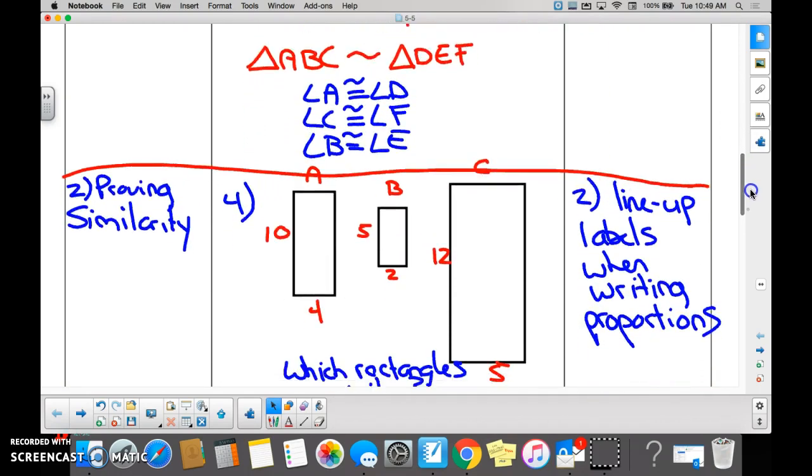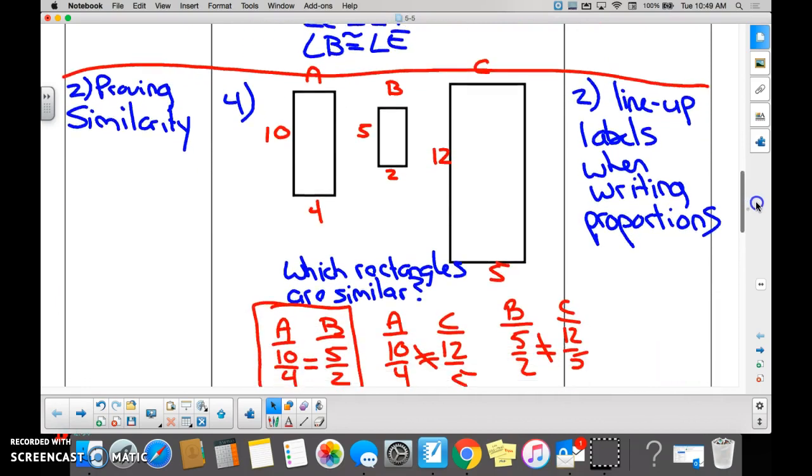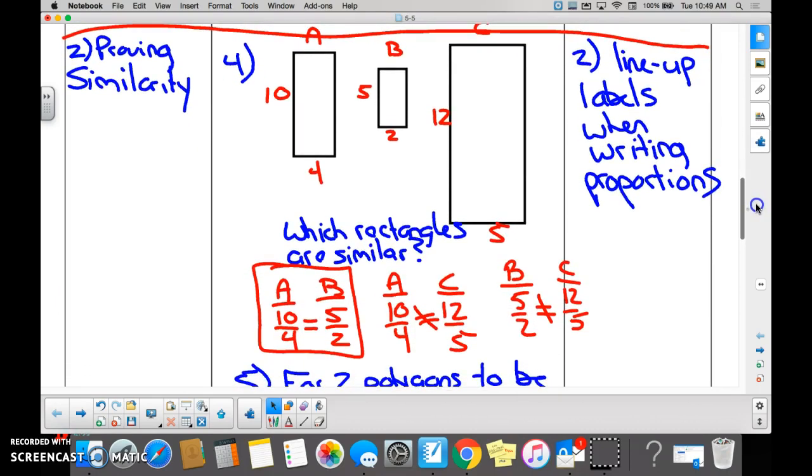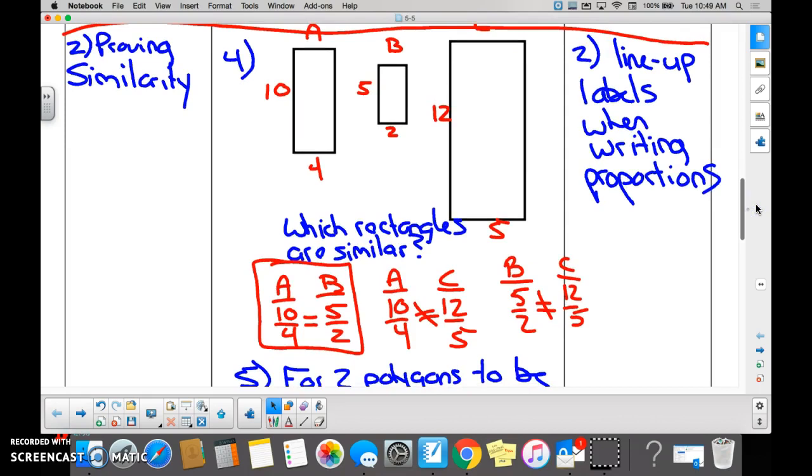And then down below, we gave you some examples of what we just talked about. Proving similarity. I gave you rectangle A, rectangle B, rectangle C. Do all of those rectangles have corresponding angles? Yes. All corresponding angles are 90 degrees, and we know that because each shape is a rectangle. Okay, so now the sides, we have to figure out if they are similar or not. You have side lengths of 10 and 4 on A, 5 and 2 on B, 12 and 5 on C. And the question is which rectangles are similar.